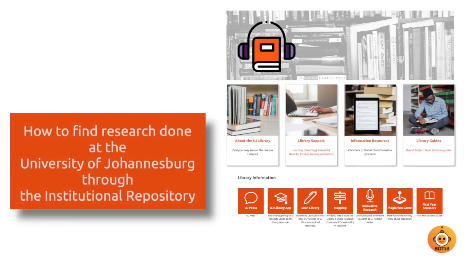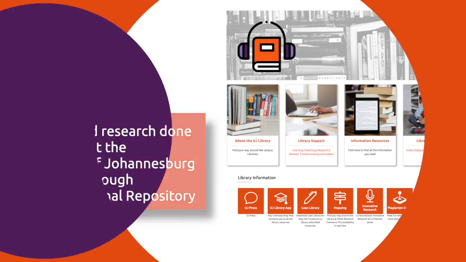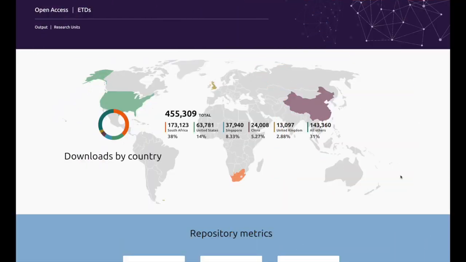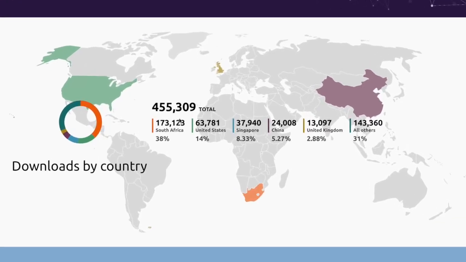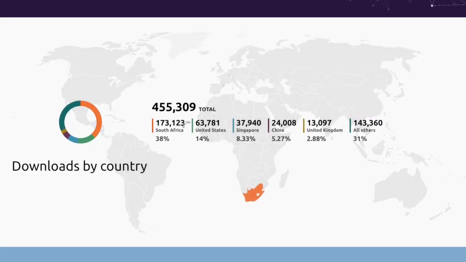Today we're going to show you how to find research done at the University of Johannesburg through the Institutional Repository. The University of Johannesburg Institutional Repository, UJIR, is an open access repository that aims to collect, preserve, and showcase the research output produced, affiliated or owned by the University of Johannesburg for a global audience.